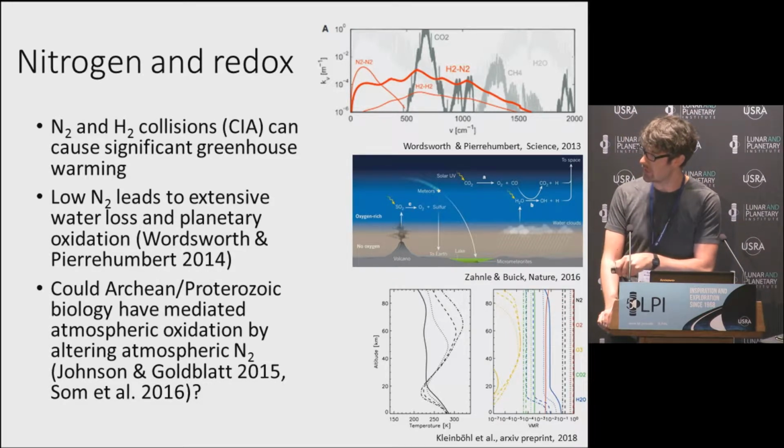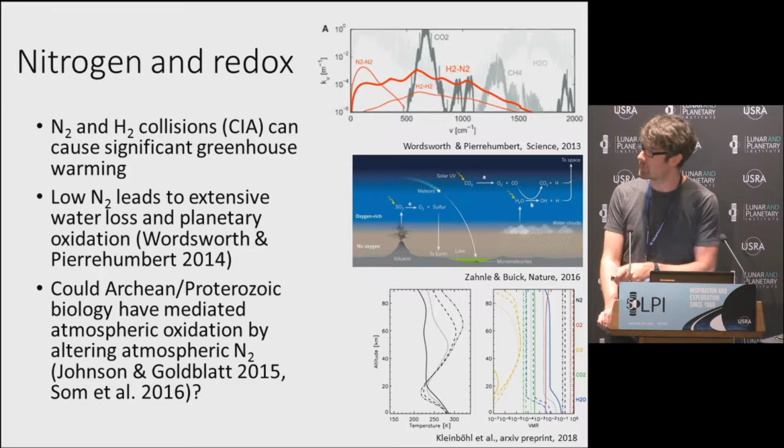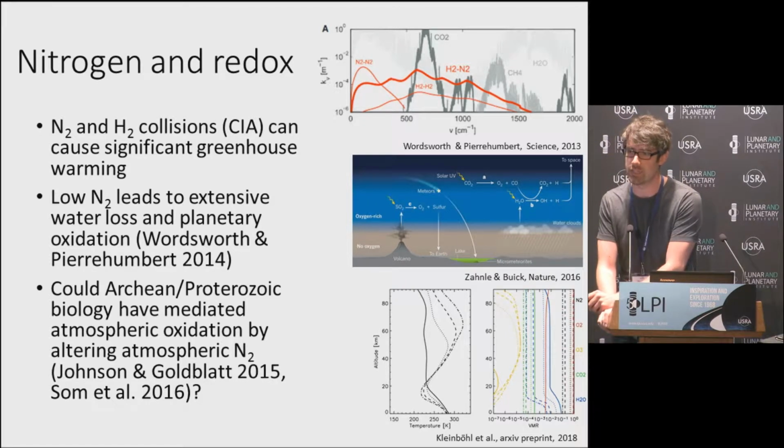And most recently, there's been an interesting paper by Kleinböhl et al., where they looked at this using a coupled climate chemistry model. They showed that for partial pressures of nitrogen as high as 0.1 bar, it can be a really significant route to getting abiotic oxygen still. And I think it's a very interesting general question that, given that there are observations of varying nitrogen levels throughout Earth's history, if biology did play an important role in mediating nitrogen, then there may have been potential links between redox and the biosphere through this route as well.